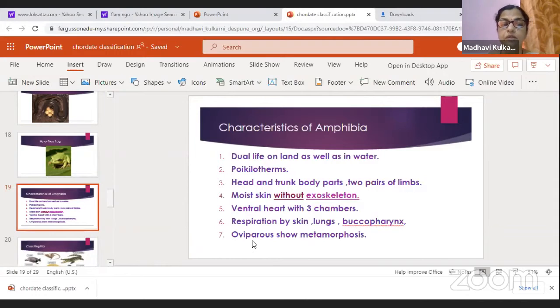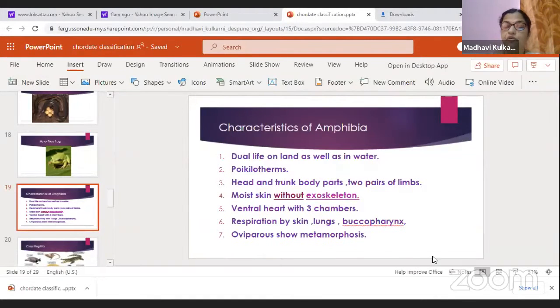All the amphibians are oviparous in nature. They are egg laying and they show metamorphosis. Here one point I want to make clear. Even though the frog can jump or survive on the land, for laying eggs, they have to visit water because the eggs are laid in the water. The fertilization is external and it always hatches out in the larva. That larva can survive only in the water or it needs aquatic life.